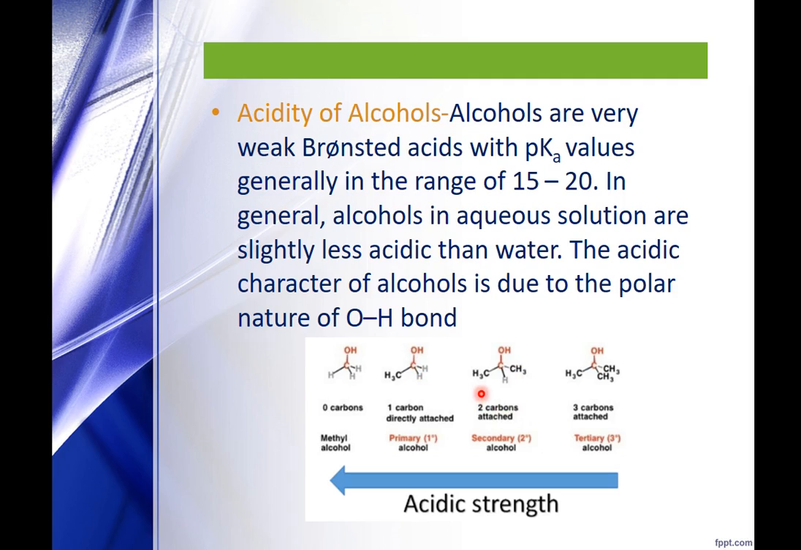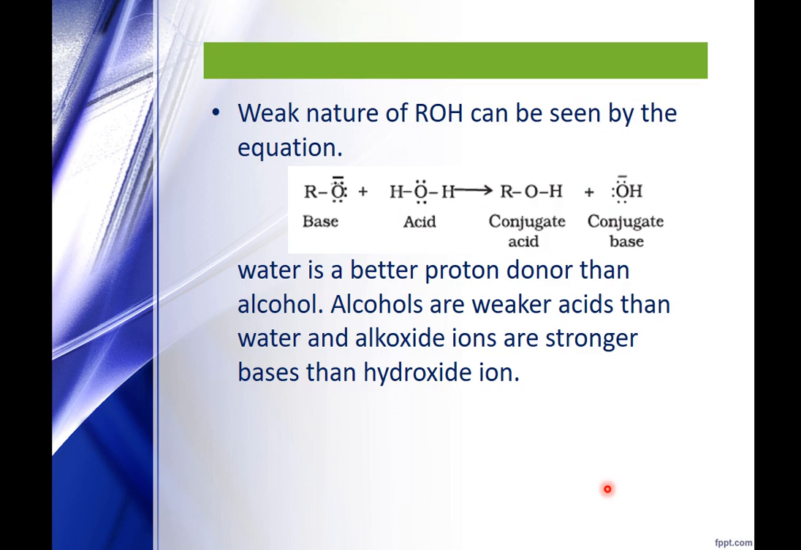In secondary, two methyl groups are there, making the OH bond more electron rich. And in tertiary, three alkyl groups. So, it means removal of H in tertiary alcohol is the most difficult one. So, it is the weakest acid.